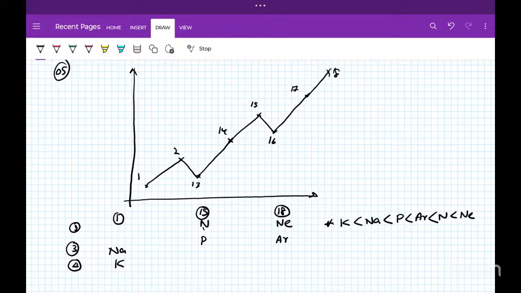So nitrogen, argon, neon: is nitrogen higher in first ionization energy? Yes, nitrogen already, because that is in the second period.